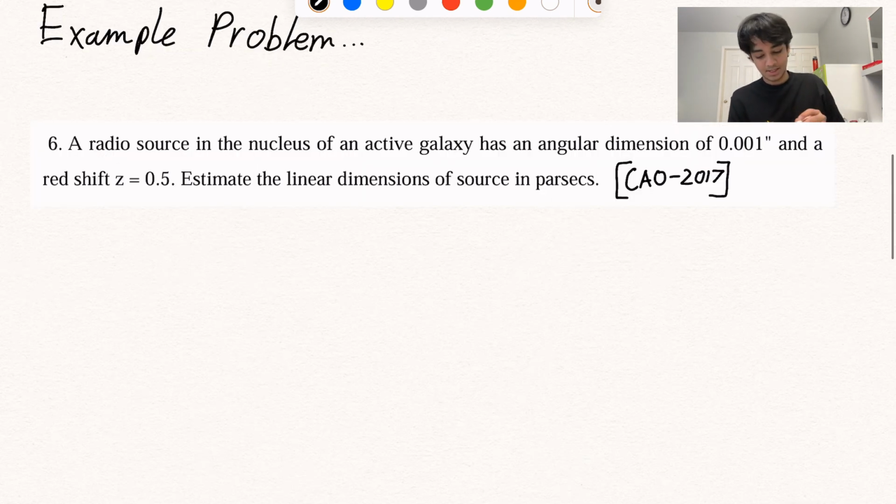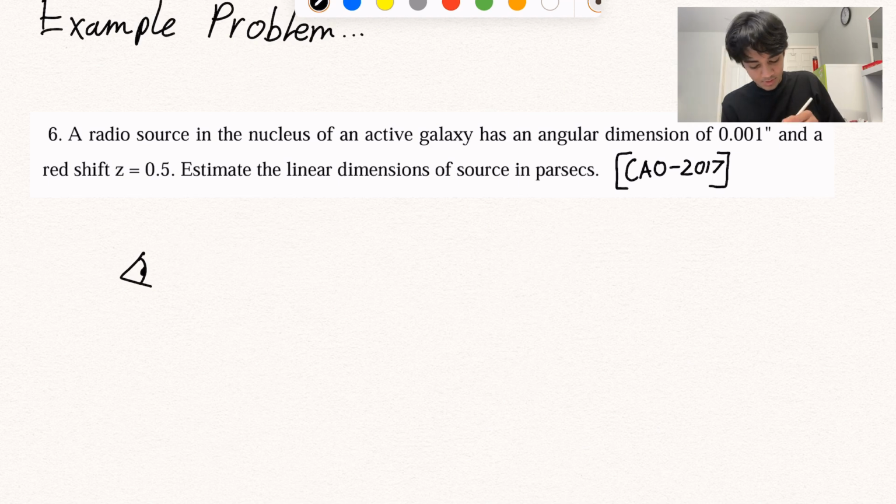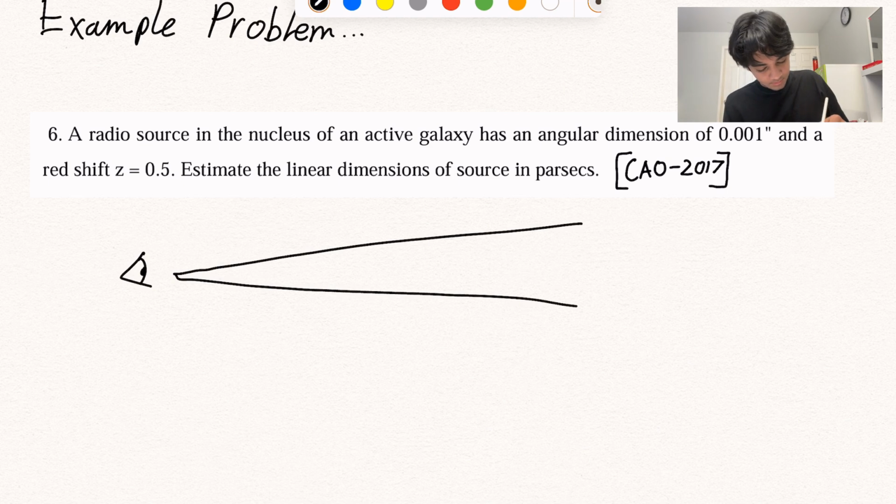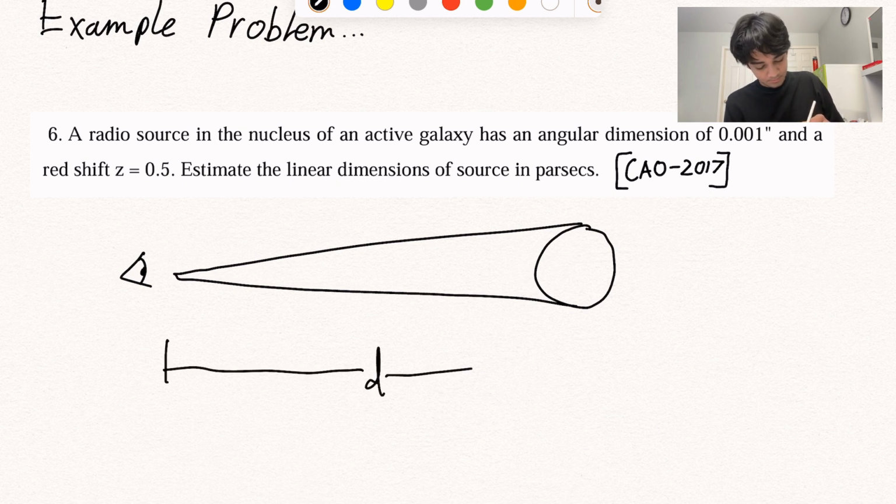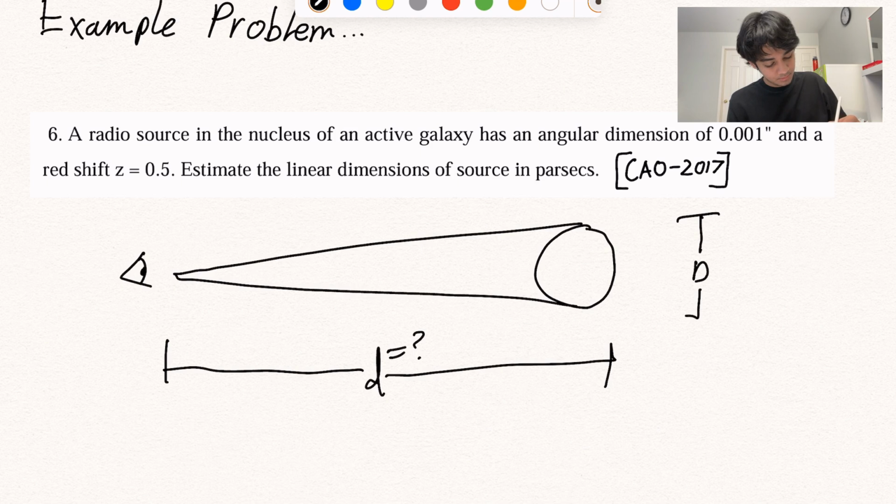What this problem is asking us is that we have an observer over here. That's our observer, and it's looking at a galaxy over here. The linear dimensions means that we have to figure out how far it is. This is something we need to find out, and we need to figure out the diameter. So there are two things that we need to give as our answers.